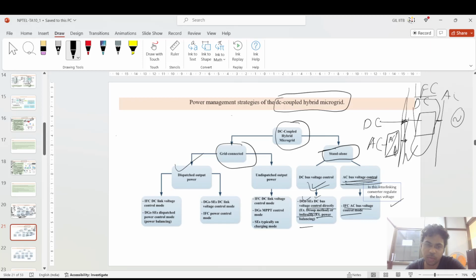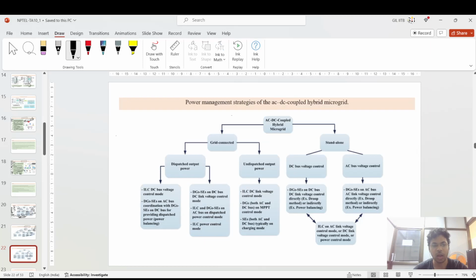Okay, and in the grid-connected mode, you have two situations here also, dispatched and undispatched. Undispatched means the SCs are in charging mode, the DC is operating in MPPT, and this interfacing converter maintains the DC link voltage. Okay, the same applies to the dispatched power output, which is the same as what I have explained.